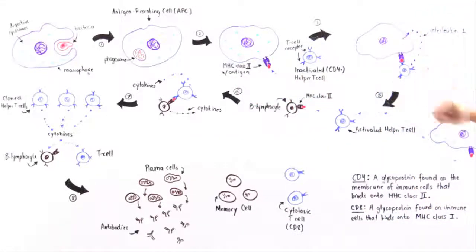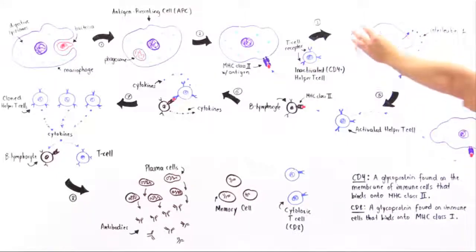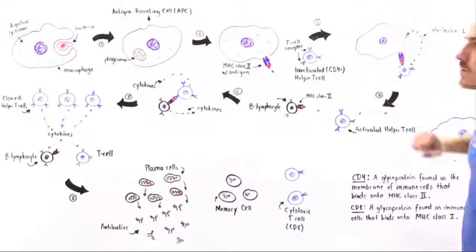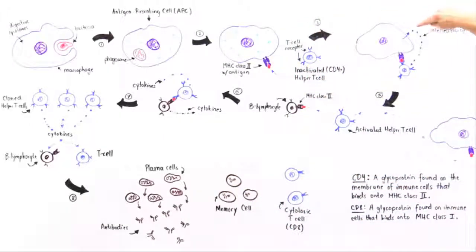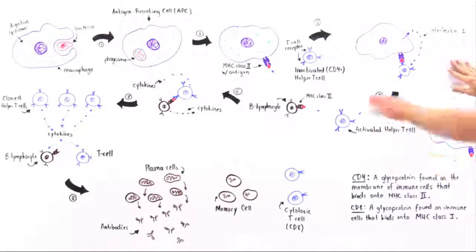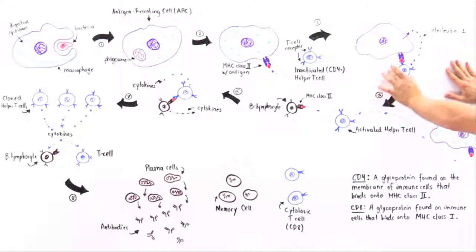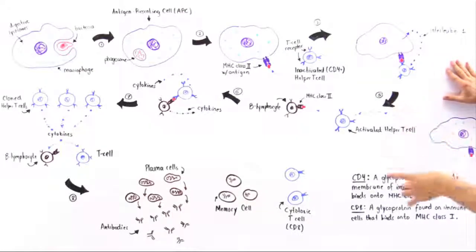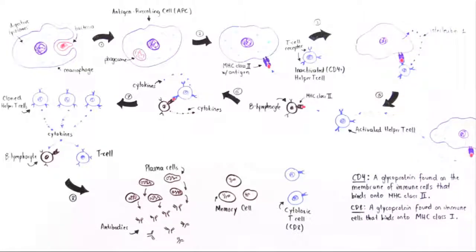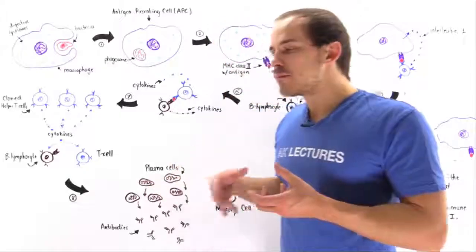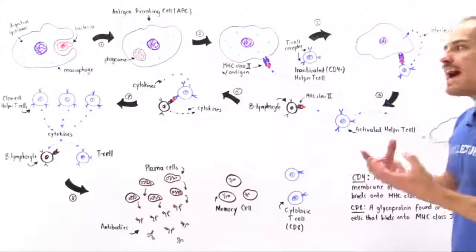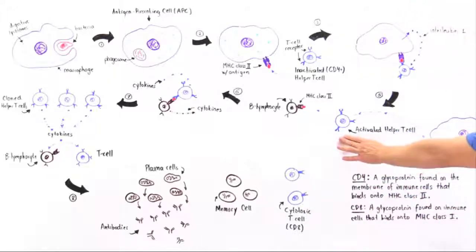So the binding process takes place, and when they bind and form this entire complex, the macrophage begins to release a special chemical known as interleukin-1. The interleukin-1 goes on to interact with this inactivated helper T cell, and what that does is it activates that helper T cell. Now, once it's activated, it releases from this macrophage, and it moves on and finds a B lymphocyte. Remember, B lymphocytes are part of our adaptive immune system, just like these helper T cells are.